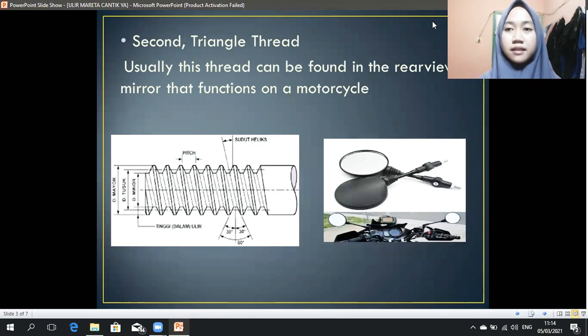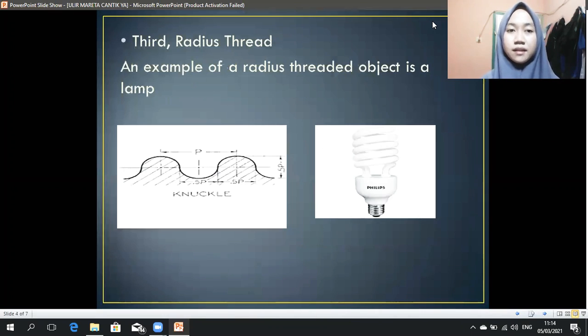Second, triangle thread. Usually, this thread can be found in the rear view mirror on a motorcycle. Third, radius thread. An example of a radius threaded object is a lamp.